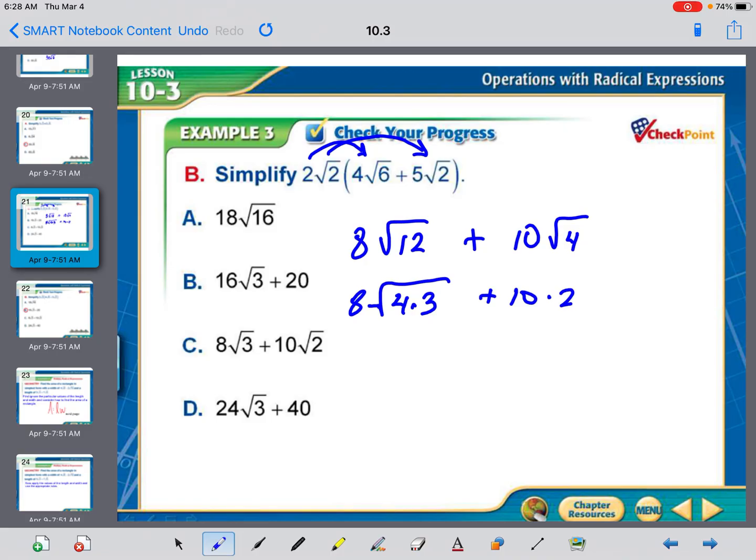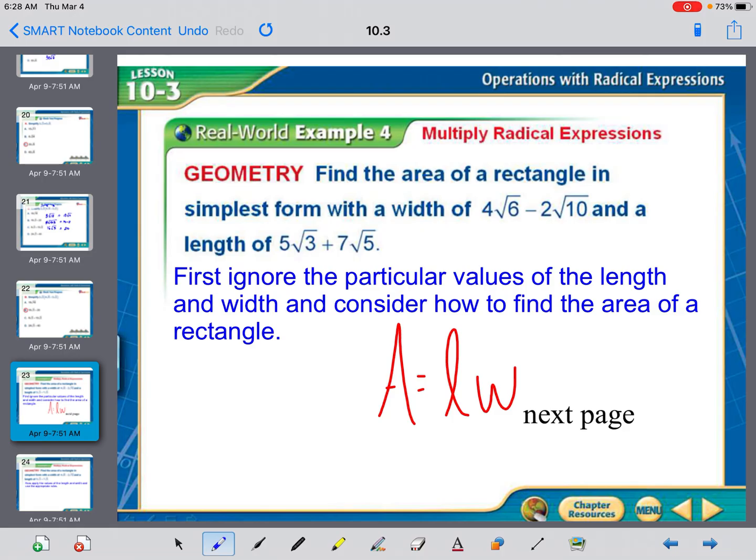The first one has a 4, a square hiding in there. The second one, I should have just made that 2, made it 20, but I'll get there. That's 20 now. And this one, the square root of 4 is 2, makes that 16. And we're left with the square root of 3. And the answer is B.